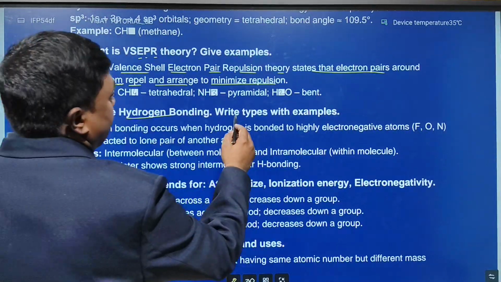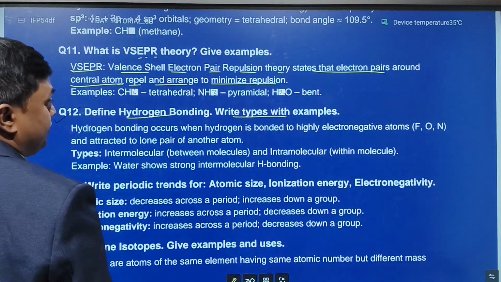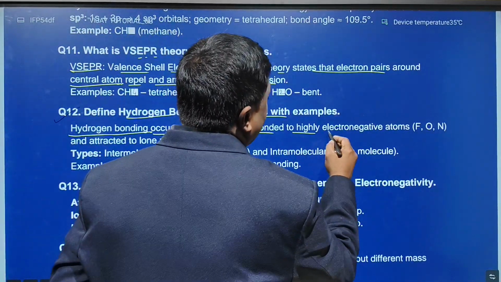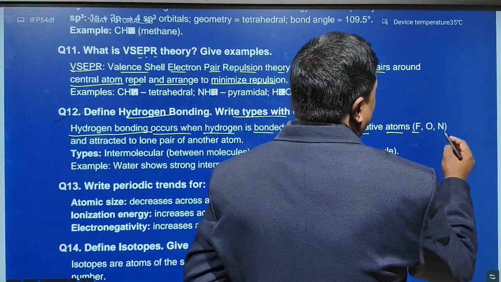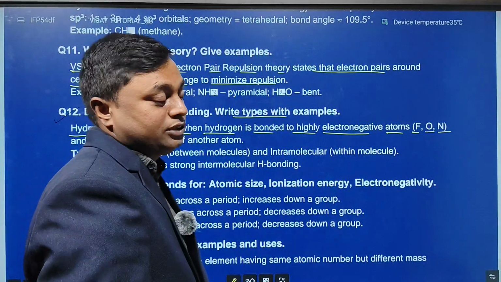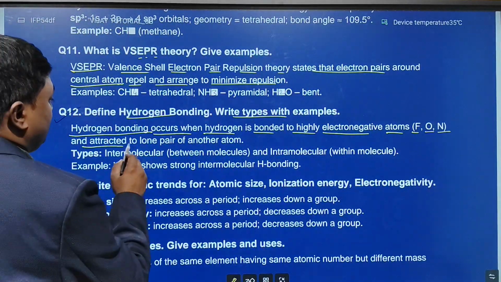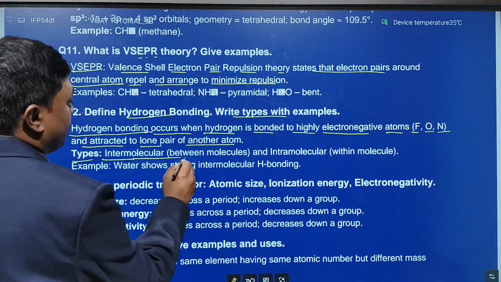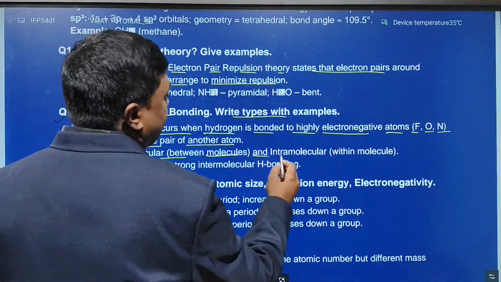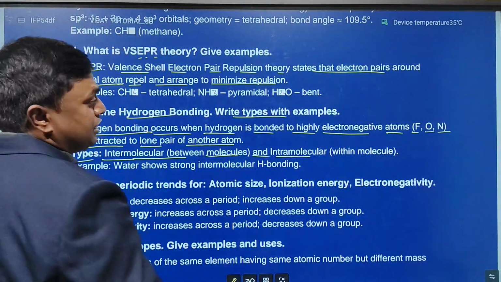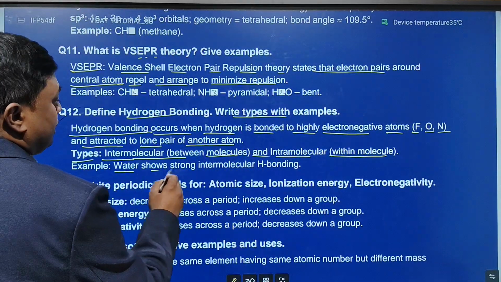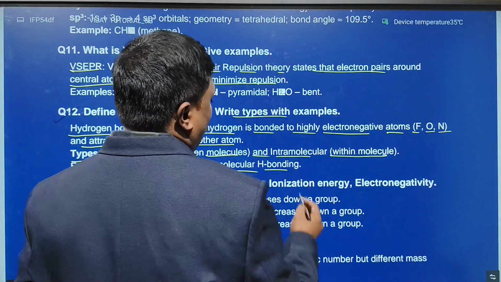Define hydrogen bonding. Write the types with examples. Hydrogen bonding occurs when a hydrogen atom is bonded to highly electronegative atoms such as fluorine, oxygen, and nitrogen, and is attracted to the lone pair of another atom. Yes or no? Types are intermolecular, that is between the molecules, and intramolecular hydrogen bonding, that is within the molecule. Yes or no? For example, water shows strong intermolecular hydrogen bonding.